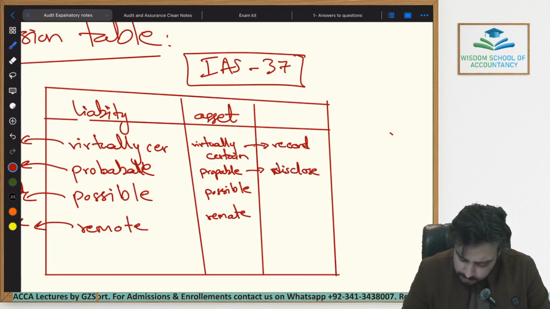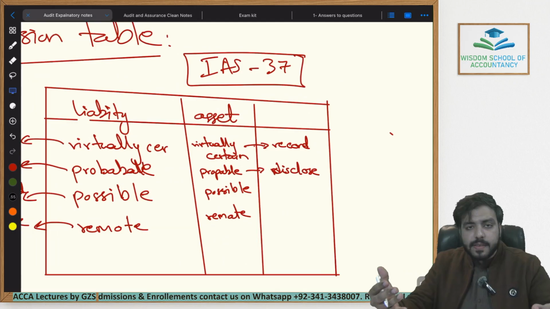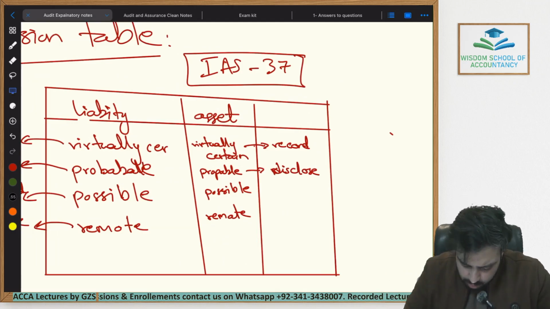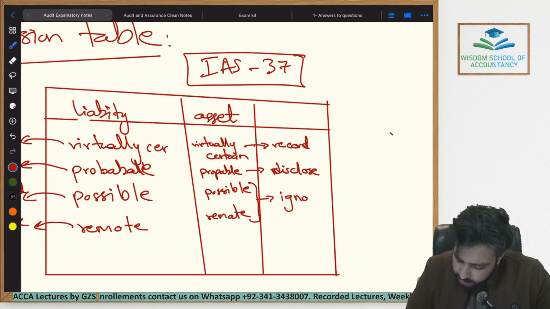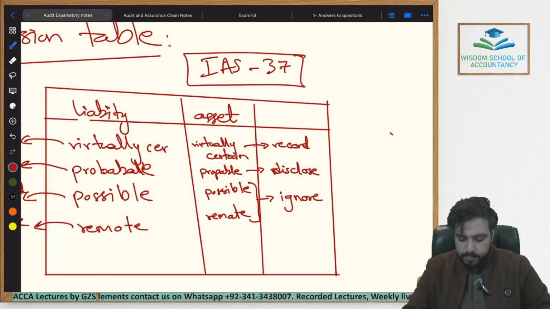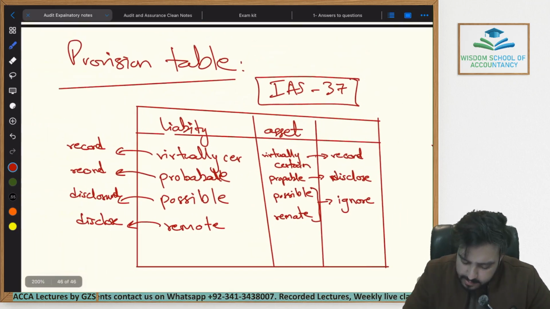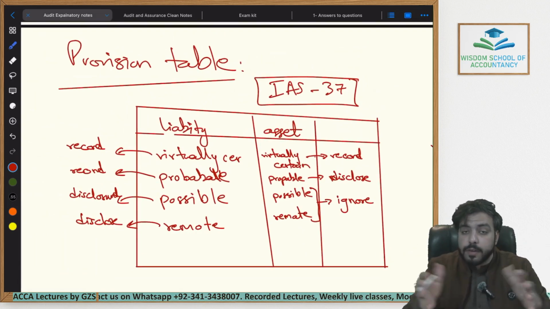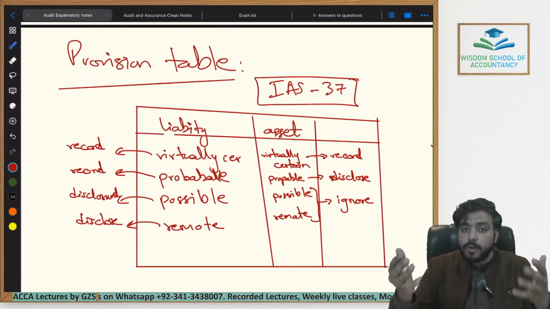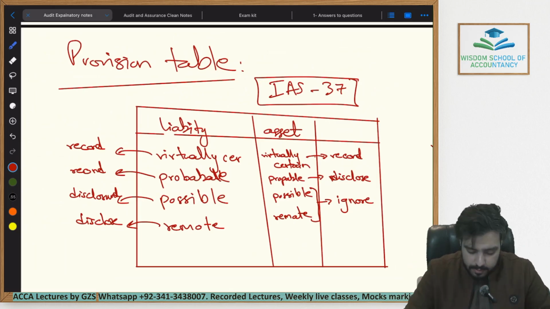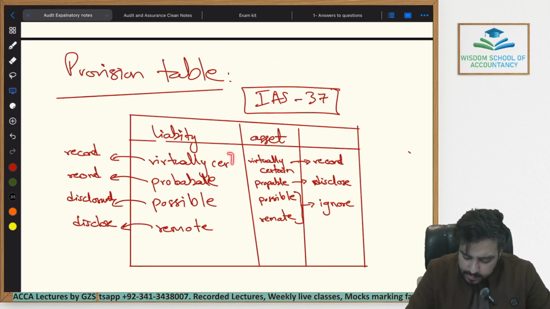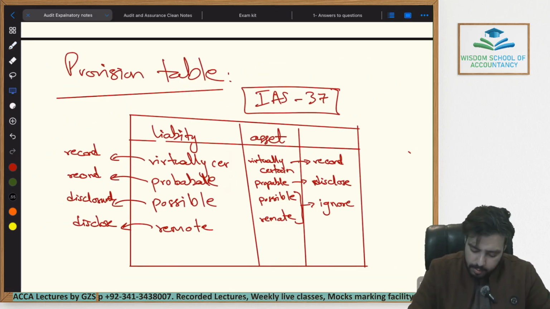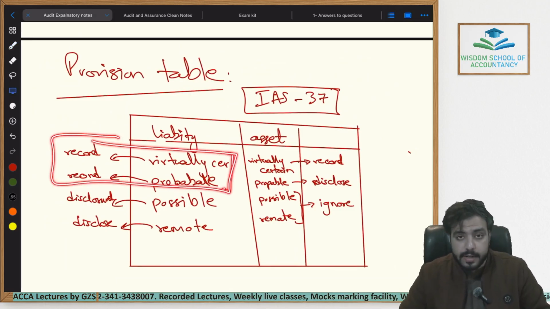In the situations when we talk about an asset, when it is possible or remote chances that you will receive it, then you cannot record it, you cannot disclose it, you have to ignore it. You cannot do anything for it. Now let's discuss it again. In the case of liabilities, when do you record a provision for which you are not confirmed yet whether you have to pay it, but somewhat it is confirmed? In the case of virtually certain and probable, you have to record them. You have to show it that it is a liability.